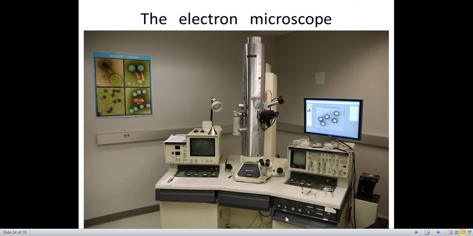Now I have shown you a picture of an electron microscope. See how huge it is, right? In your textbook also they have shown you a picture of an electron microscope.